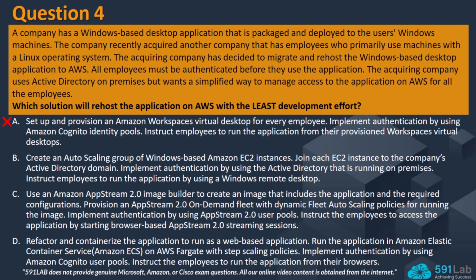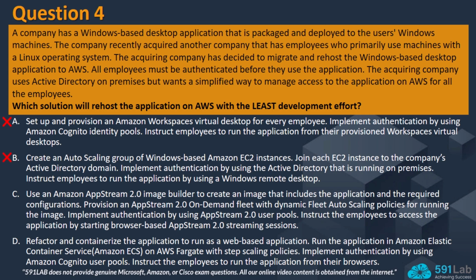Option B. Create an auto scaling group for Windows-based Amazon EC2 instances. Join each EC2 instance to the company's Active Directory domain. Implement authentication by using the Active Directory that is running on premises. Instruct employees to run the application by using a Windows Remote Desktop. This option involves setting up Windows-based EC2 instances and joining them to the on-premises Active Directory domain. While it allows for authentication using existing Active Directory, it requires managing EC2 instances and remote desktop access, which may not be the simplest solution. So this one is also not the correct answer.